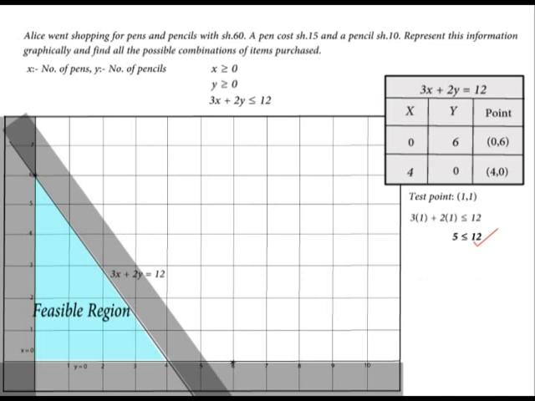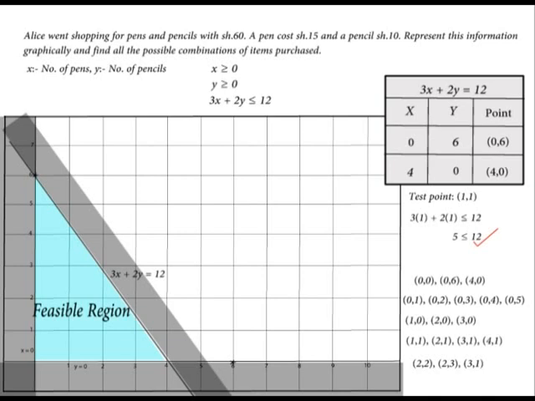Starting at the corners, we have (0, 0), which means he buys nothing. (0, 6), which means he buys 0 pens and 6 pencils. (4, 0), meaning she buys 4 pens and no pencil. We also have (0, 1), (0, 2), (0, 3), (0, 4), (0, 5), (1, 0), (2, 0), (3, 0), (1, 1), (1, 2), (1, 3), (1, 4), (2, 2), (2, 3), and (3, 1). These are all the possible combinations.